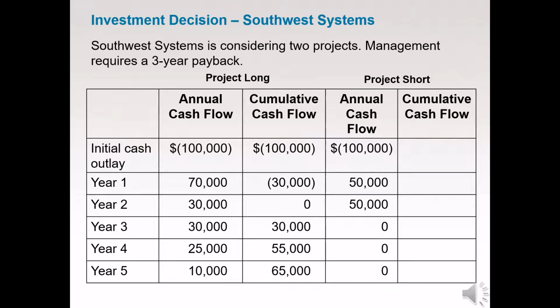The interesting thing about this long project is that the cash keeps flowing after the payback period. So in year 3, we have an additional $30,000 generated. In year 4, another $25,000, and year 5, another $10,000. So that project will accumulate $65,000 above and beyond the initial cash outlay. So not only does it meet our criteria of requiring a 3-year payback, but it also will generate more money.